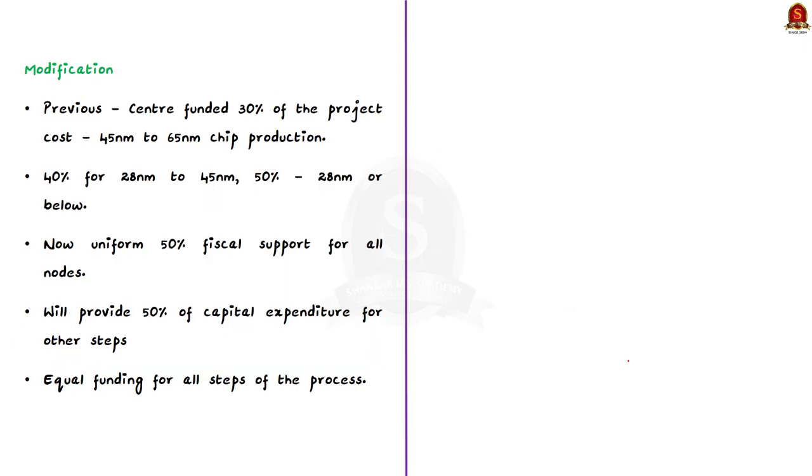See, previously the center was offering to fund 30% of the product cost for 45 nanometer to 65 nanometer chip production. Then 40% for 28 nanometer to 45 nanometer and 50% for chips 28 nanometer or below. Now the scheme is modified to provide uniform 50% fiscal support for all nodes. Besides, it will provide 50% of capital expenditure for other steps of the process of production. Thus, the new scheme provides equal funding for all steps of the semiconductor manufacturing process.